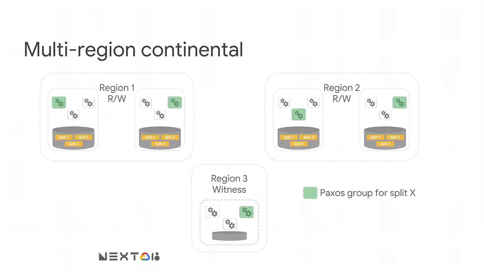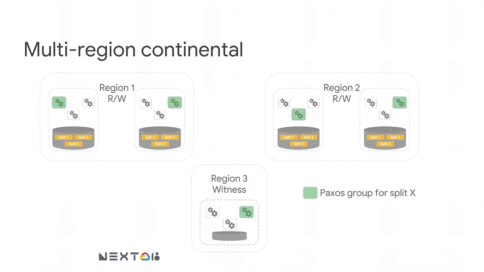Now, what does it look like? For multi-region continental, you basically have a region 1, a region 2, and then a so-called witness region. The witness region has a log store, but it doesn't have a copy of your data. The witness region is basically somebody who has voting rights, but cannot serve data. Now, why do we need this witness region? We need it for high availability.